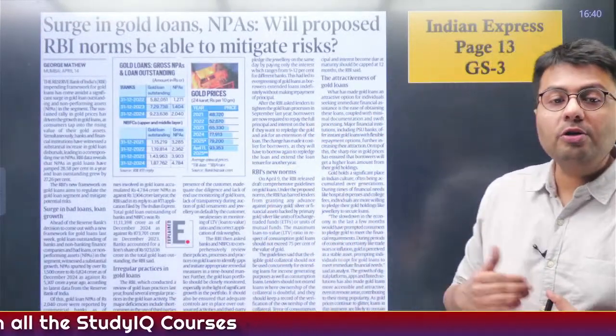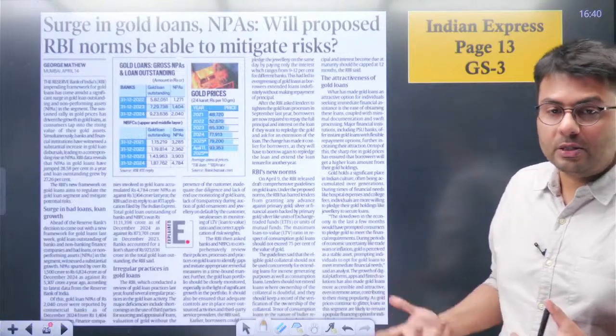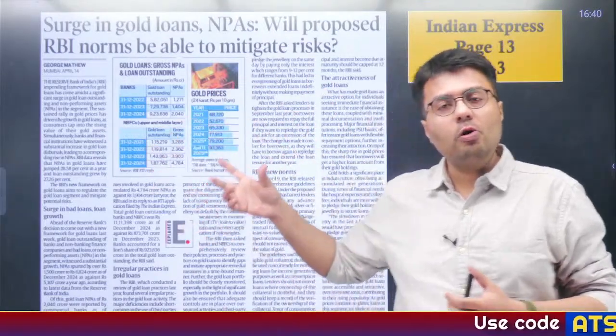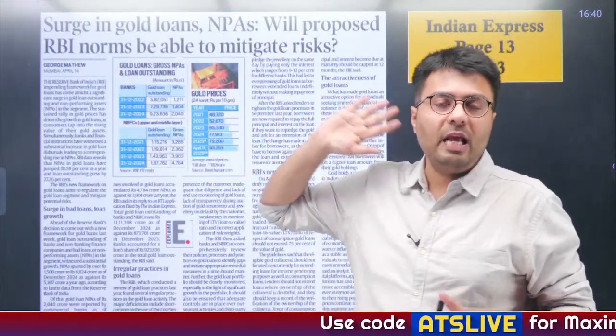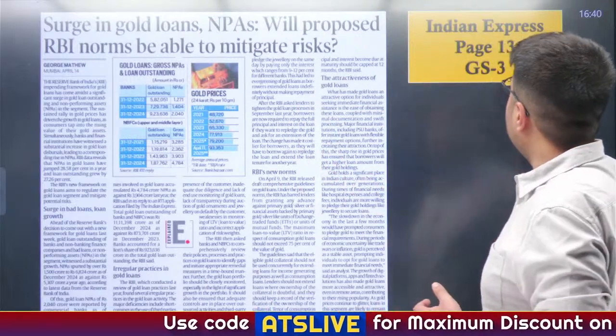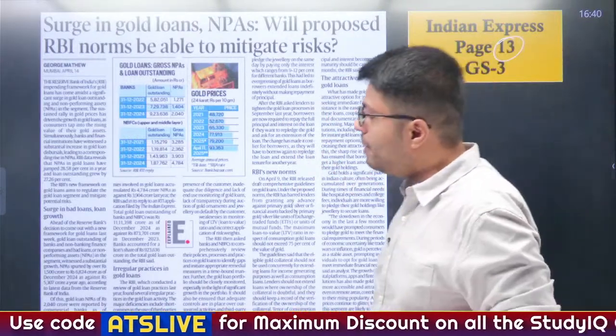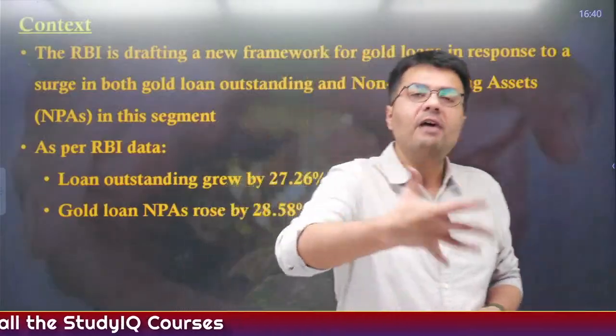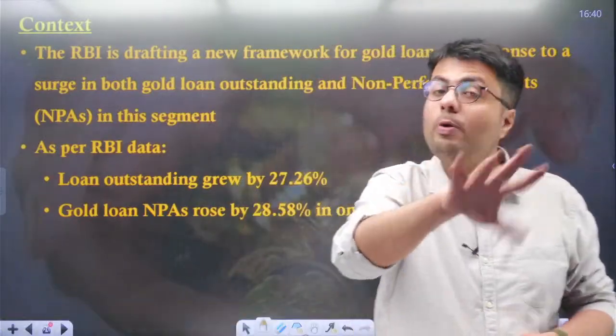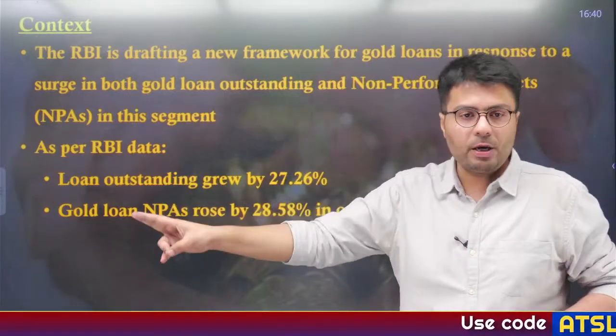Now let us move to another article. This article talks about the surge in gold loans and also NPAs. RBI has proposed some measures in order to control this surge and the increase in NPAs in gold loans. This actually appeared in yesterday's newspaper, but I have already told you that whenever we do not have sufficient time to cover all the relevant articles, I will cover them on subsequent days, so that no important article is left out when you appear in prelims.